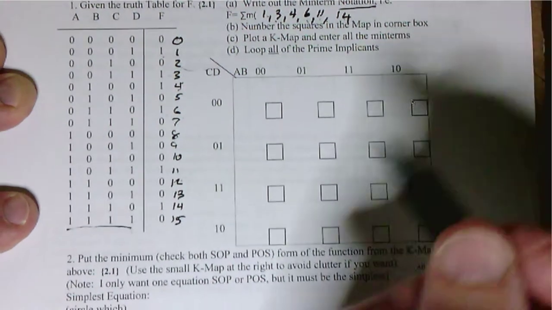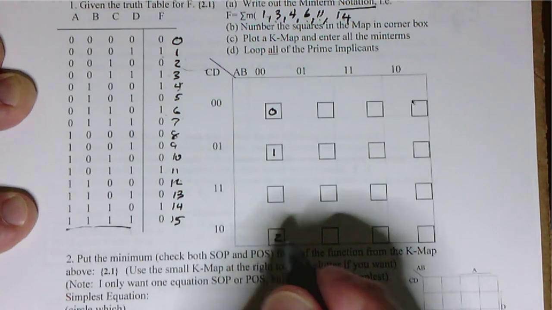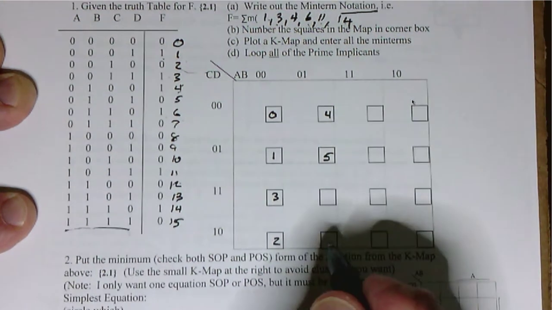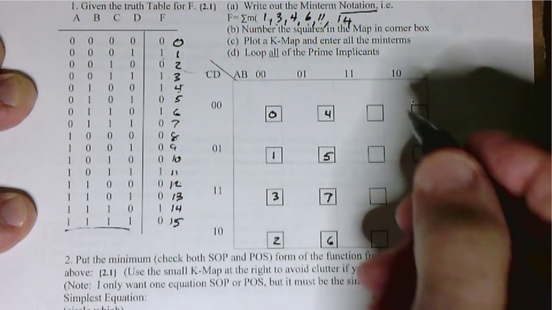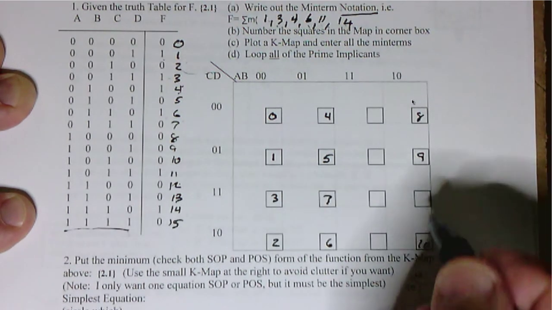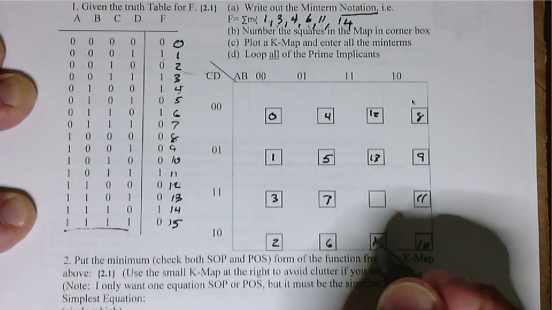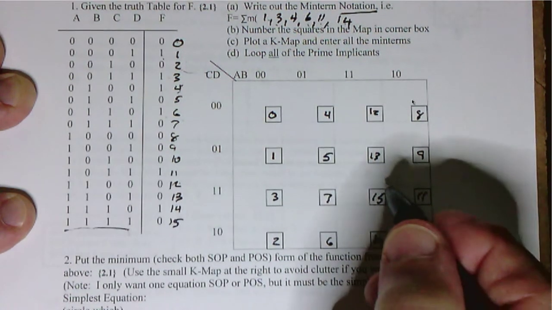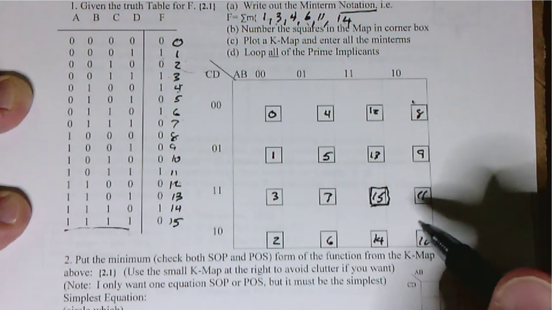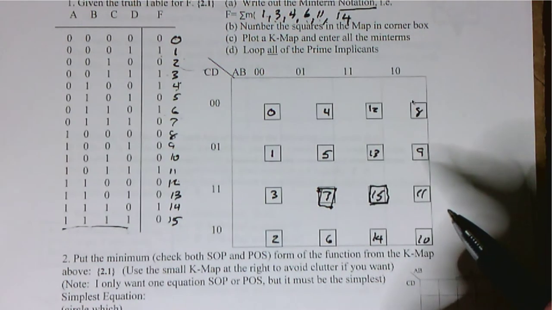All right, number the squares in the map. So 0, 1, 2, 3, 4, 5, 6, flip the bottom two rows, 7, flip the rightmost two columns, 8, 9, 10, 11, 12, 13, 14, 15. Remember, you always want to wind up here with 15. If you don't, you made a mistake. You always want to wind up here with 7. If you don't, you slipped up.